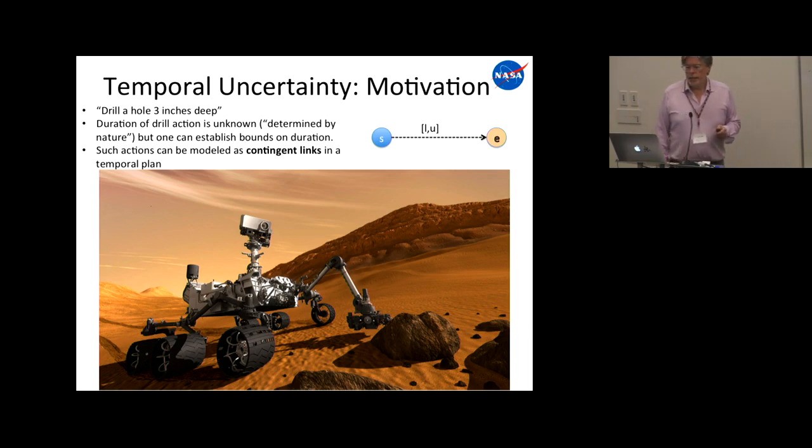Okay, I'm going to introduce the representation of temporal uncertainty into the dispatchability problem. It's easy to motivate. Let's say you have an activity on the rover on Mars. Finally, I'm getting away from eggs and toast. The executive on board has been told: dig a hole 3 inches deep.